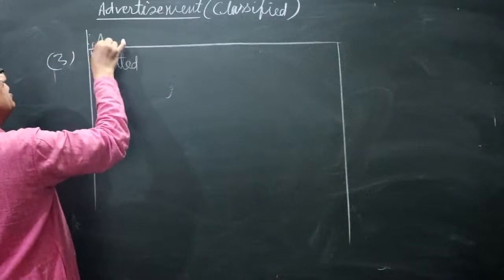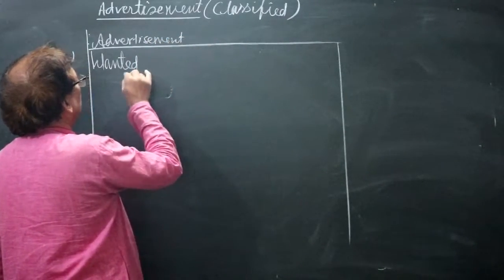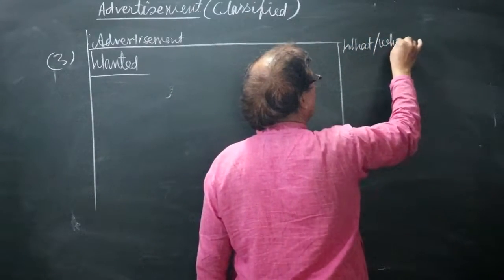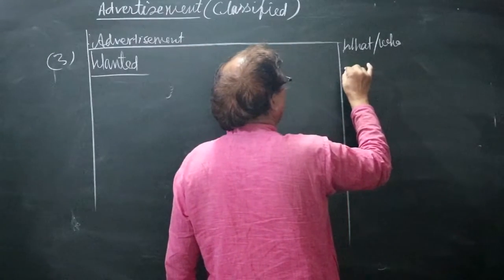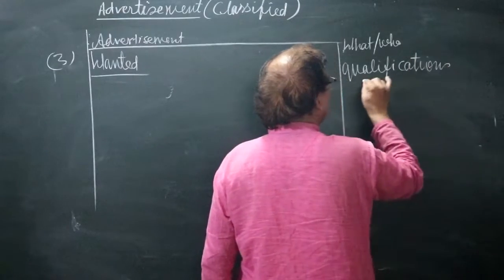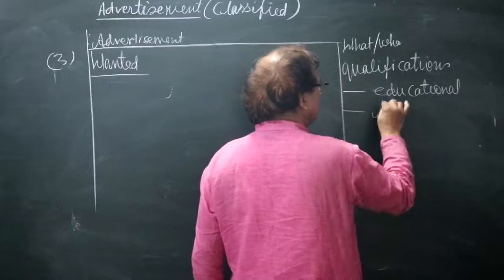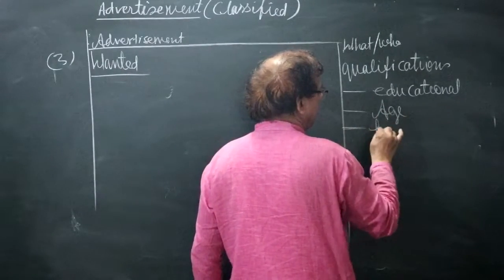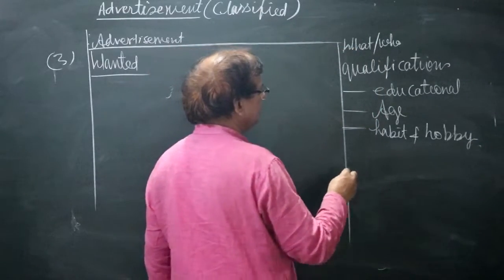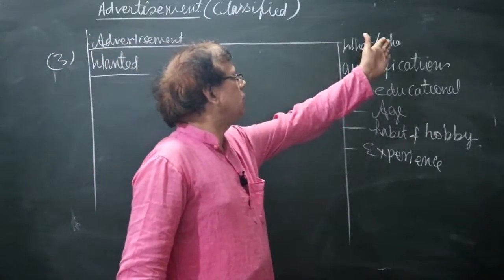Question number 3, advertisement. Okay, wanted: what is wanted, or who is wanted? Education, qualifications. Qualifications will include educational qualifications, habit and hobby, and experience. Okay, who is wanted? A teacher with these qualities.